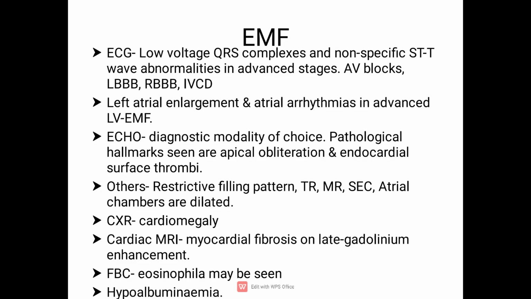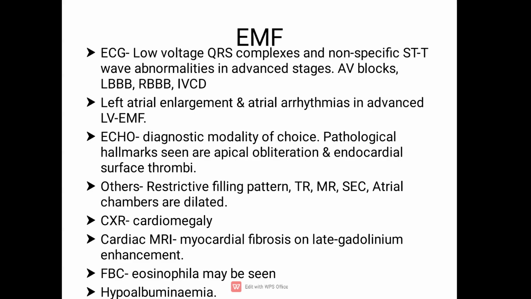Then other findings on echo could be a restrictive filling pattern, whereby the mitral E over A is greater than 2. Then you could have tricuspid regurgitation, mitral regurgitation, spontaneous echo contrast. Then both atria could actually be dilated. Chest X-ray could show cardiomegaly. Then cardiac MRI may show myocardial fibrosis on late gadolinium enhancement. Then eosinophilia may be present. Then hypoalbuminemia also may be present.